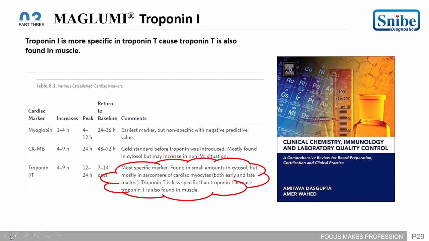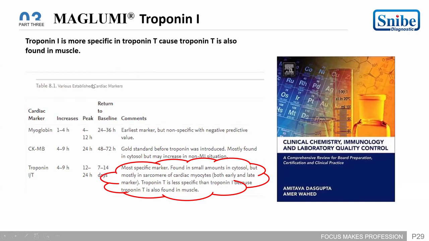If we talk about troponin, troponin I is more specific, as troponin T is also found in the muscles as well. And you know that troponin I is a more well-established cardiac marker, which shows an increase in peak level and returns to the baseline value.